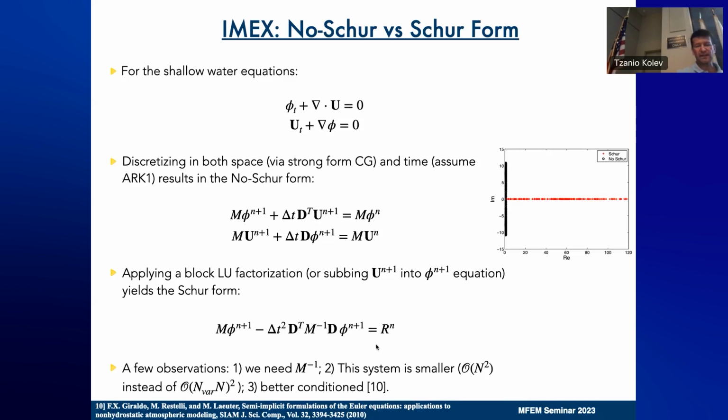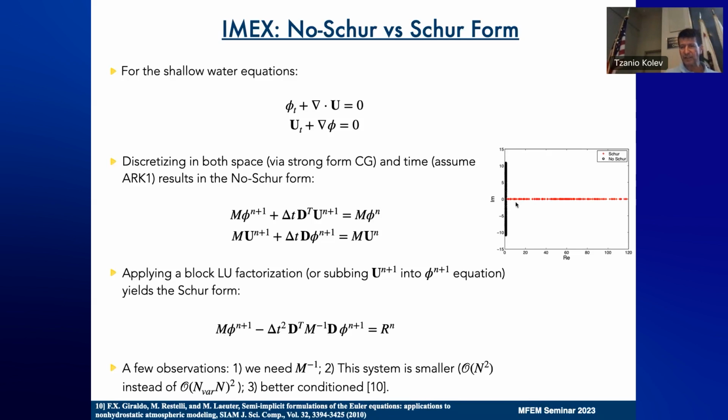And so what that's telling me is that the Laplacian, if you will, of this operator is approximated by D transpose M inverse D. The important part here is this M inverse, where we need to be able to construct the inverse of M, and M is the mass matrix. The nice thing about this is that this problem will be way better conditioned than the original hyperbolic system. Here's an example from a paper we had back in 2010, where the black dots are the eigenvalues of the no-Schur system, and the red ones are the eigenvalues of the Schur system.